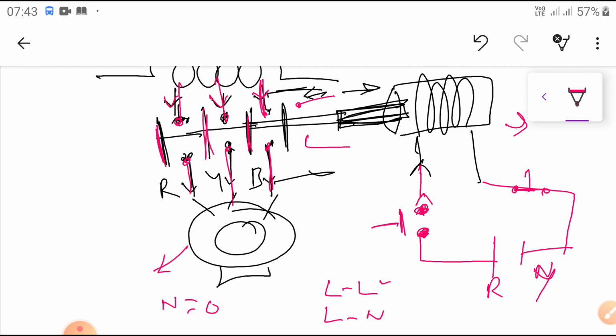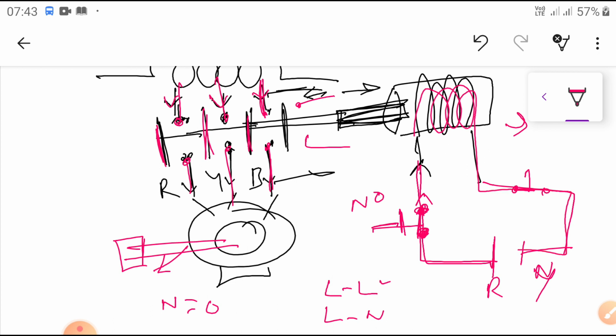Now I want to start the motor. Then I can push the green button, the normally open button. Push it. Then it will close the switch. Then whatever current is flowing through this one produces the flux, and that goes to the air and the circuit is closed.